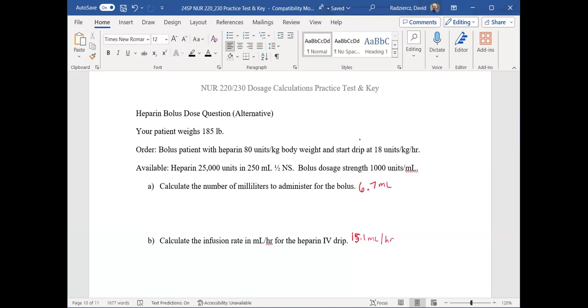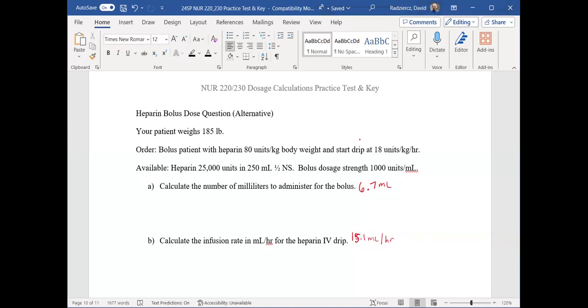Now, so the 15.1, the real answer was 15.1363636 repeating. Remember, numbers greater than 1, round to the nearest 10th. Numbers less than 1, round to the nearest 100th. So you want to make sure when you're rounding that you round appropriately for these questions.